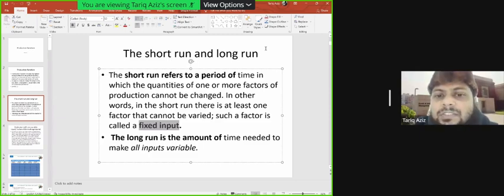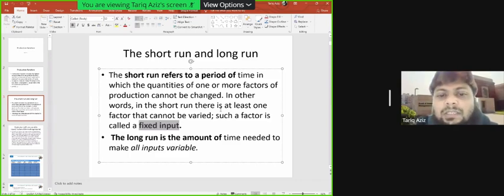Normally the examples of fixed input are land or machinery. Land, machinery, building, these are examples of fixed input. And if we take an example from agriculture, then land is a fixed input, and the amount of fertilizer we are using on that land is a variable input. Short run period is a period in which either one or more than one input cannot be changed. That period is known as short run period.